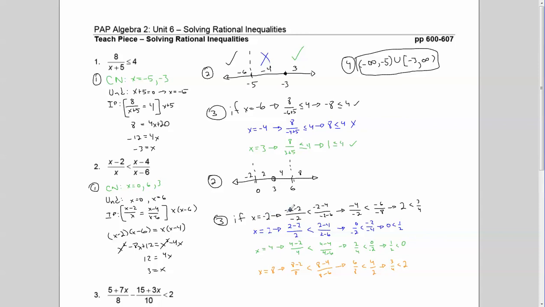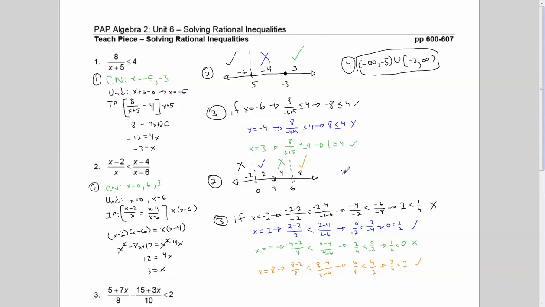When x is negative 2, we have 2 is less than 3/4. Is that a true statement? No. So we are going to put an x up here. When x is 2, we have 0 is less than 1/2. Is that true? Yes. So we'll put a check mark. When x equals 4, we have 1/2 is less than 0. That is not true. And finally, when x equals 8, we have 3/4 is less than 2. That is true. So we'll put a check mark there.